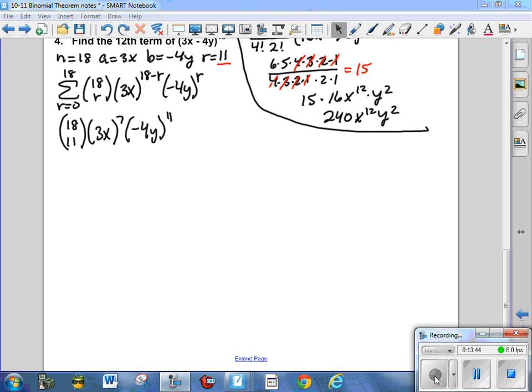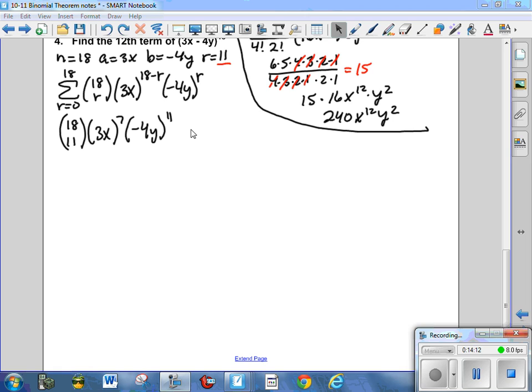Okay, back again. Let's first identify our n, our a, our b, and our r. N is 18, a is 3x, b is negative 4y, r is 11. Using our summation notation, we'd put 18 in every place there's an n. We'd put 3x for a, we'd put negative 4y for b. And we could actually go directly to this, putting 11 in for r as well. So you should end up with this line.